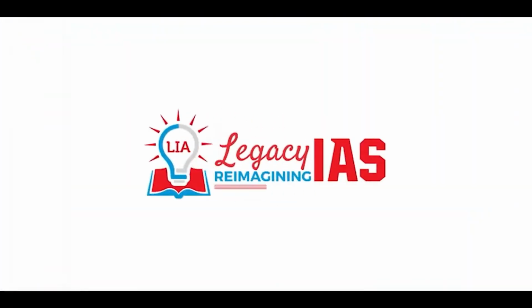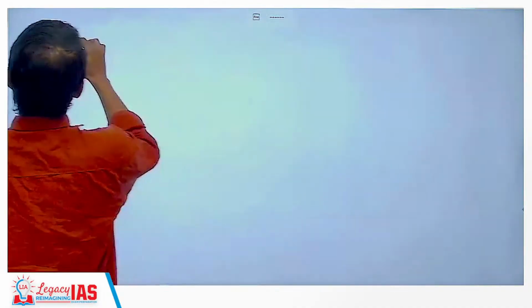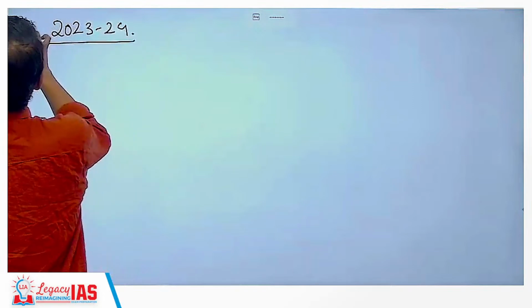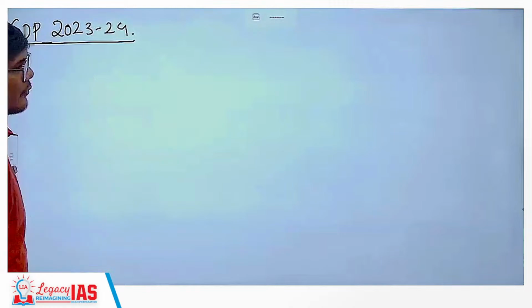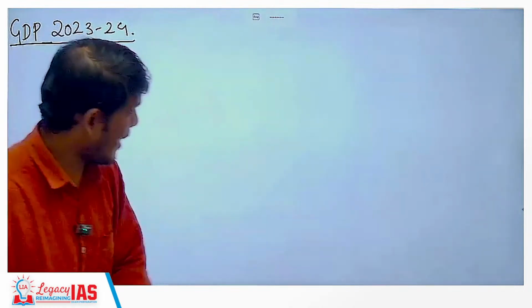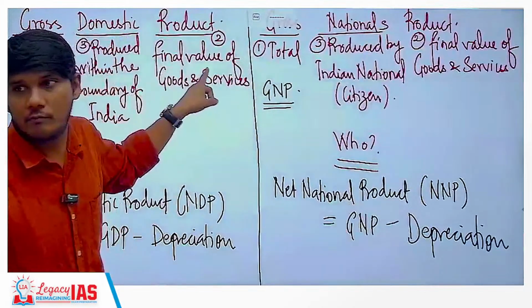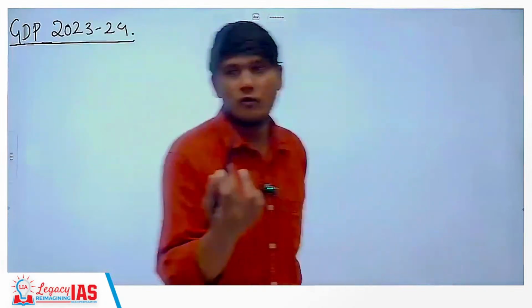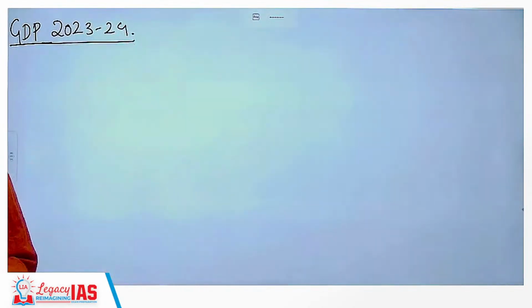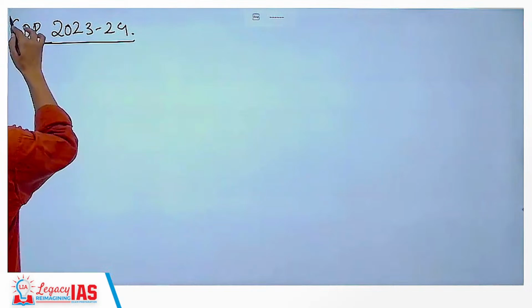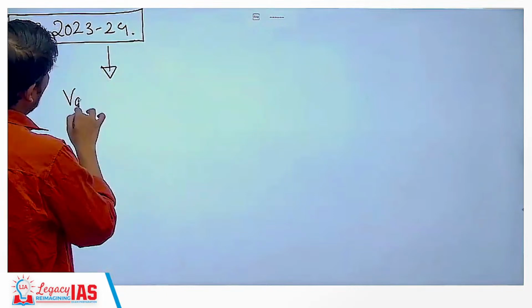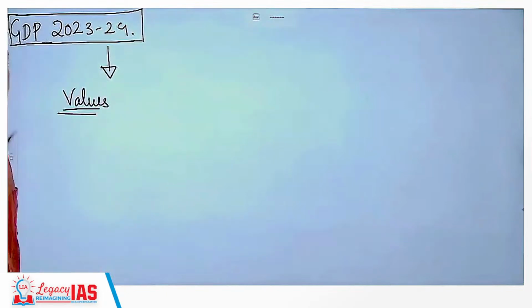Let's say you are calculating GDP of 2023-24. So when you are calculating GDP of 2023-2024, remember you have to have the final value of goods and services. Let's say you produced one pen. So that would be the final value of that pen you will add, right? Now, if you are calculating GDP of 2023-24 and the values that you are taking, values as in the value of money, you are adding basically the value of money.